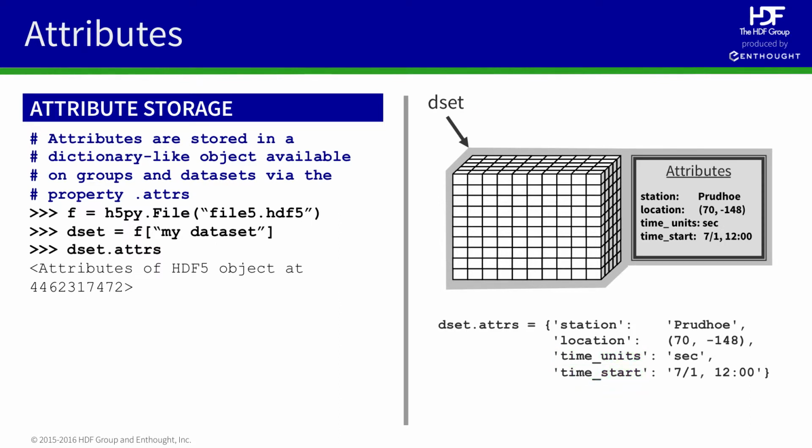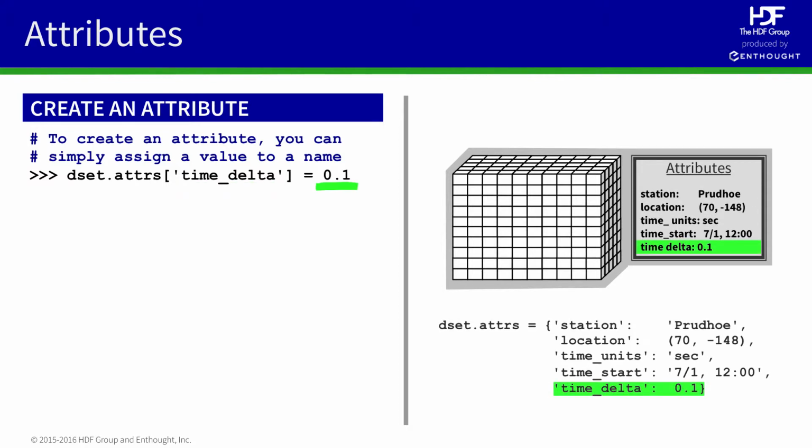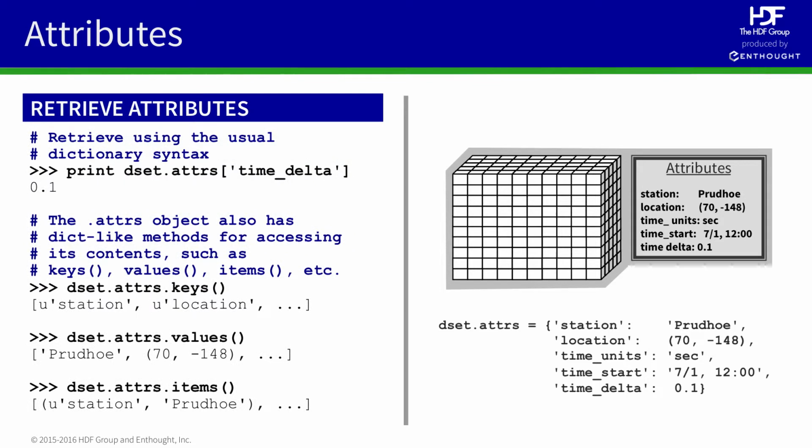Let's imagine that we wanted to add to this information the spacing between time elements in the series. To create a new attribute, we use the Python dictionary style syntax and simply assign a new value to a name. Here, we create a new attribute called time delta and give it the value 0.1. The dictionary metaphor is used for other operations. For example, to retrieve the value of the attribute, we provide its name, as we would when retrieving an element from a Python dictionary.